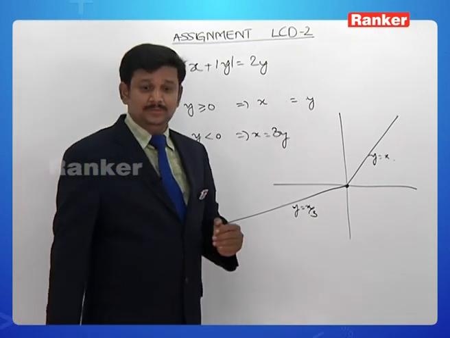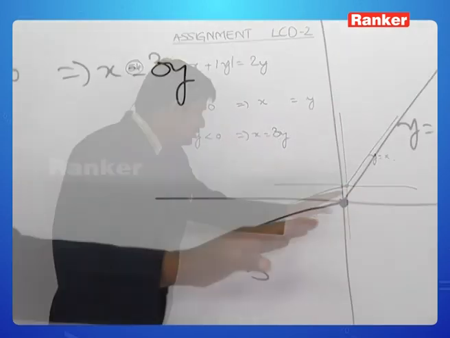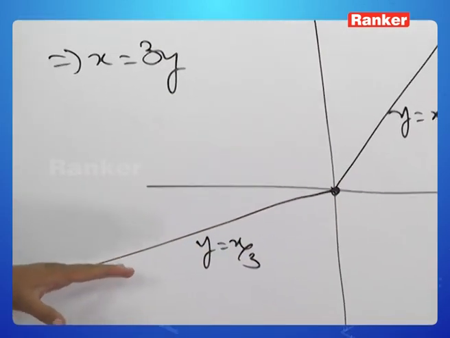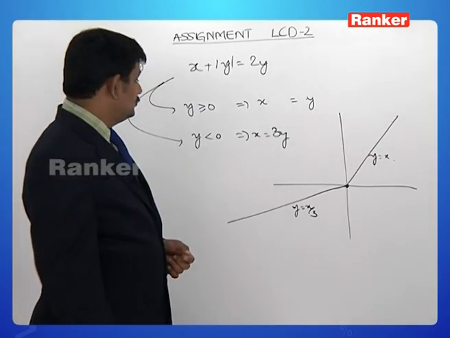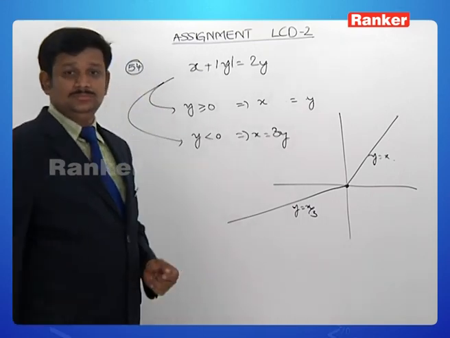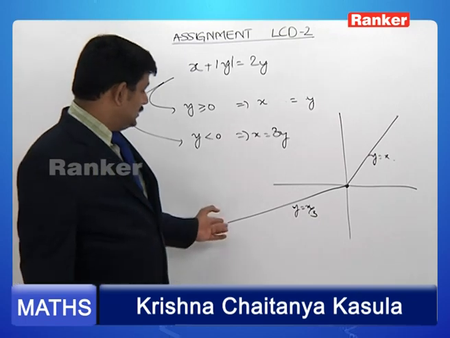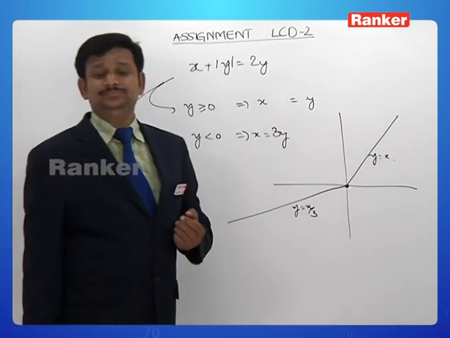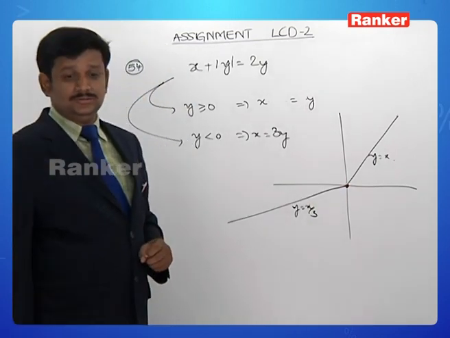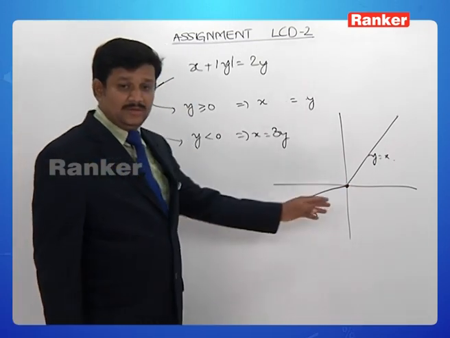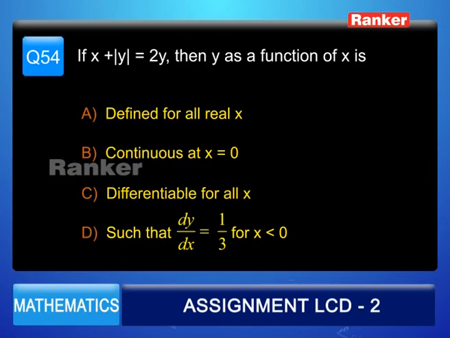Elsewhere it is differentiable. For x less than 0, dy by dx, whenever x is less than 0, it's a straight line. Dy by dx is constant, slope of this line, which is 1 by 3. So, option A is true. The function is defined for all real x. Option B is true. The function is continuous at x equal to 0. Option C is false. It is not differentiable at x equal to 0. And option D is also true. Whenever x is less than 0, dy by dx is 1 by 3. So answer is A, B, D.